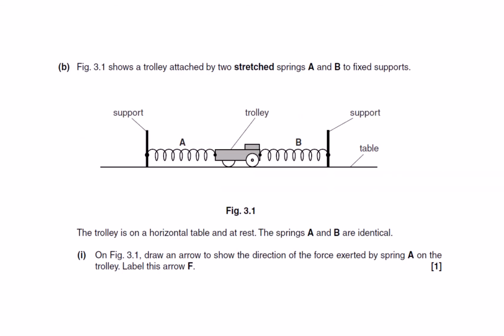And let's move it on to part B, and the first part of part B. So we've got this trolley, and it's stretched between two springs, spring A and spring B, and they're held in support, like that. The trolley is on a horizontal table, it's at rest, and these two springs A and B are identical. We've got to draw an arrow on figure 3.1 to show the direction of the force exerted by spring A on the trolley. Label this with an arrow F. Well, what's going to be happening is it is going to be trying to pull it over to the left.